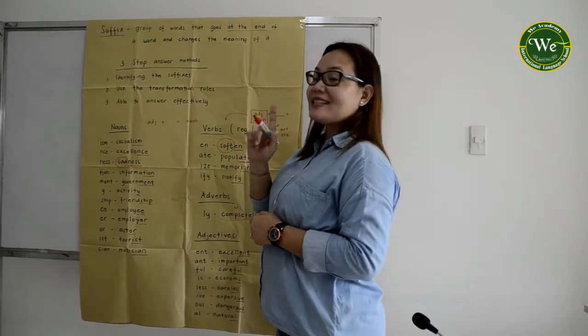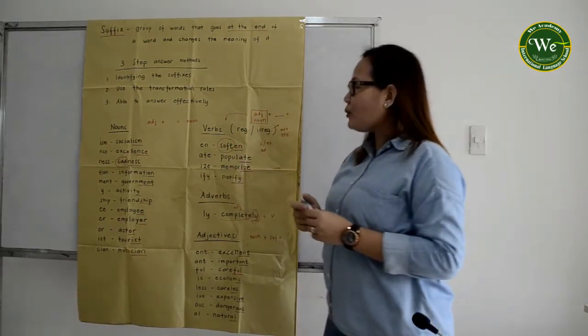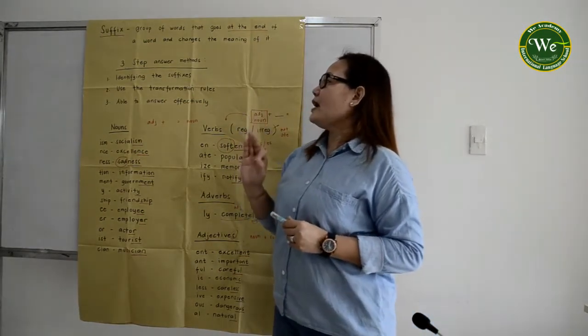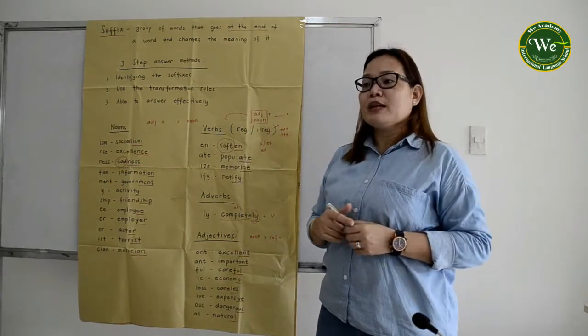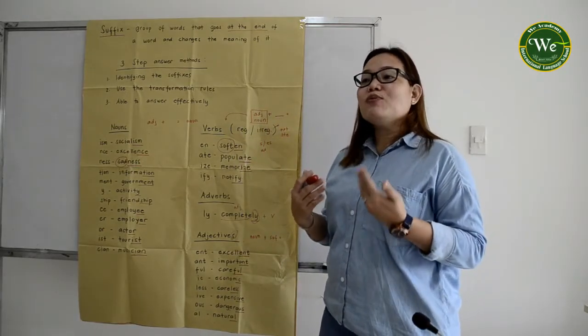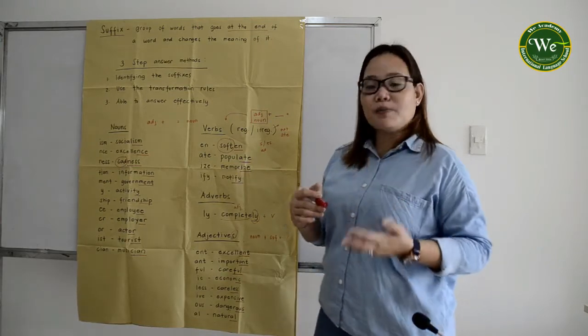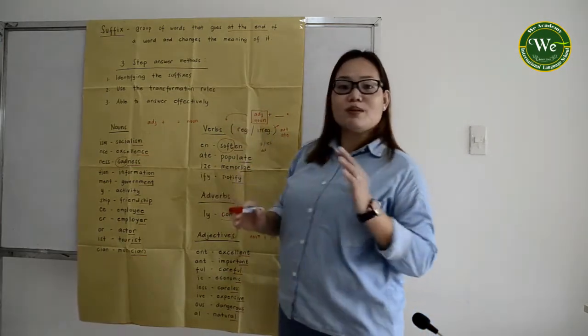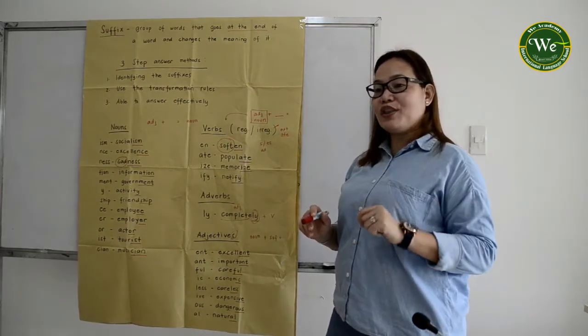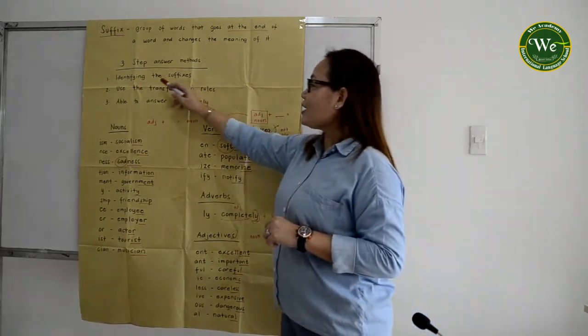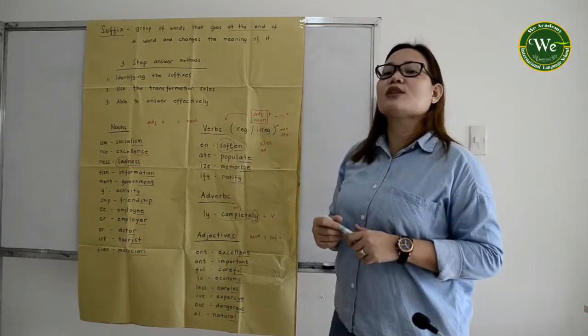Remember that one, it's at the end. So I'll start with the 3-step answer method. As I have promised, I will make it easier and simpler. That's why I have come up with these simple methods. So let's start with the first one. We have here, identifying the suffixes.